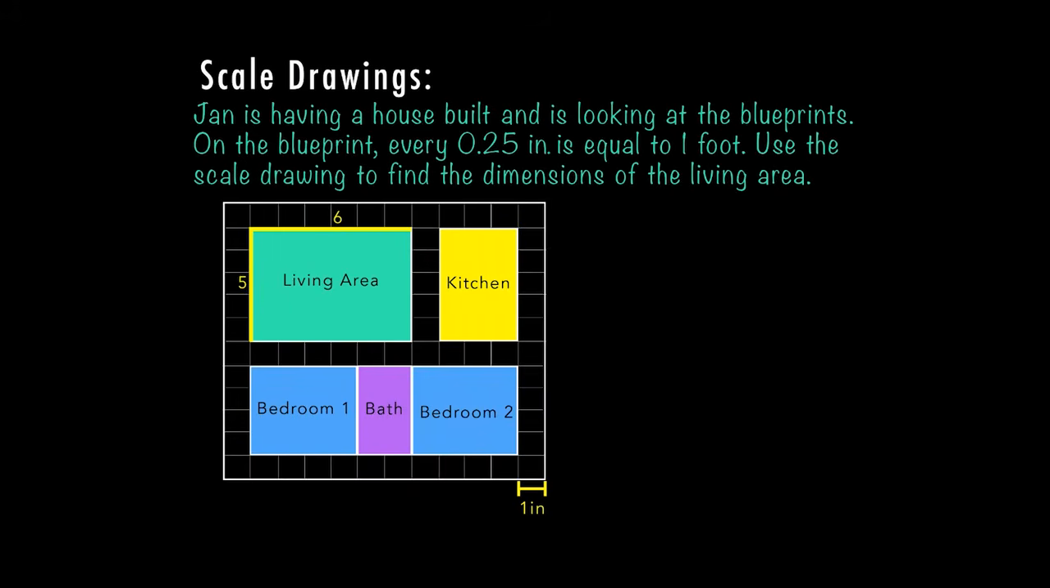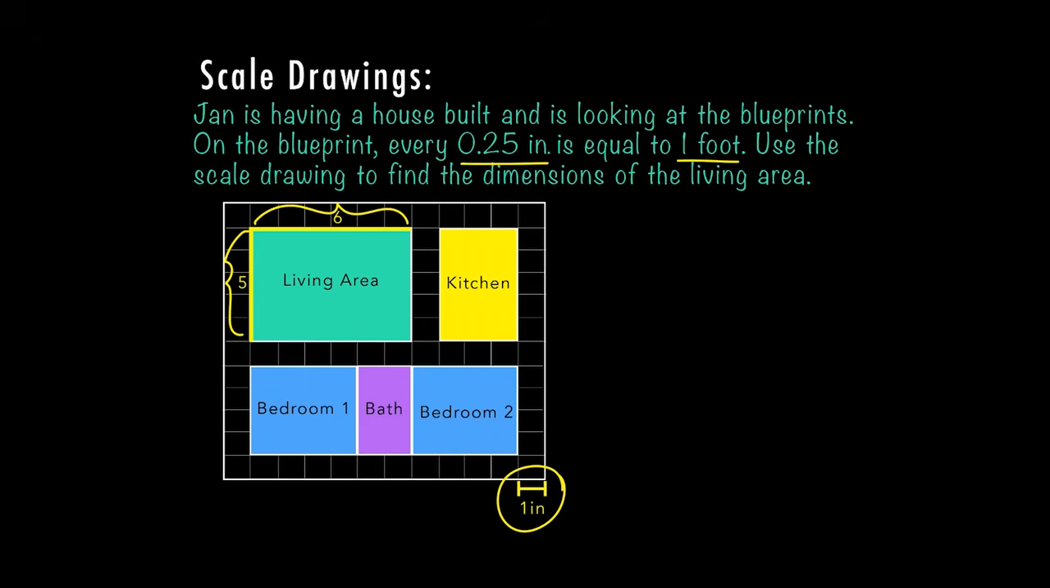Now let's look at a real world situation. Jan is having a house built and is looking at the blueprints. On the blueprint, every 1/4 inch is equal to 1 foot. We're going to use the scale drawing to find the dimensions of the living room. It even shows us in the image itself that 1 inch is each of these lengths. So that means that this side of the living room is 5 inches and this side is 6 inches. We need to figure out how many feet that is in the actual living room.